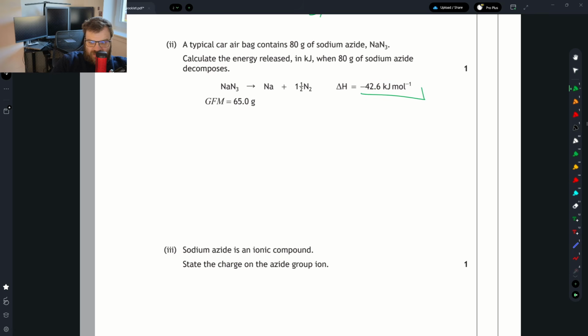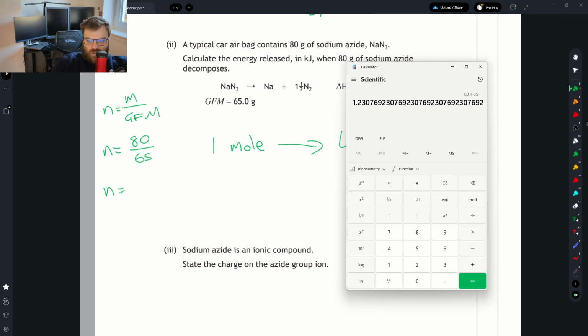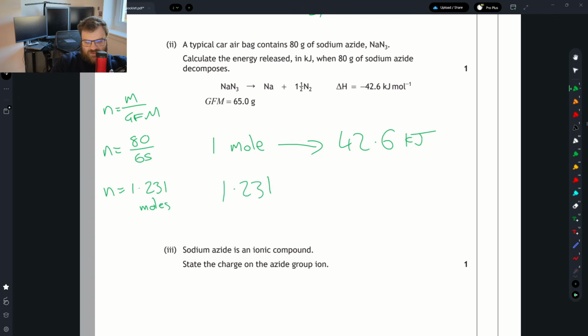This is the enthalpy change, which is measured in kilojoules per mole. So what I'd probably do is say that 1 mole gives off 42.6 kilojoules. And we've got 80 grams. But 1 mole would be 65 grams. So to follow the same way as before, let's just do n equals m over GFM. n equals 80 over 65, which is 1.231 moles.